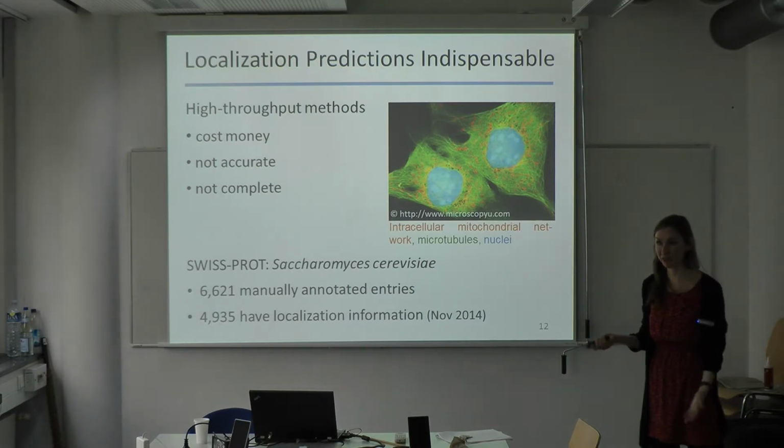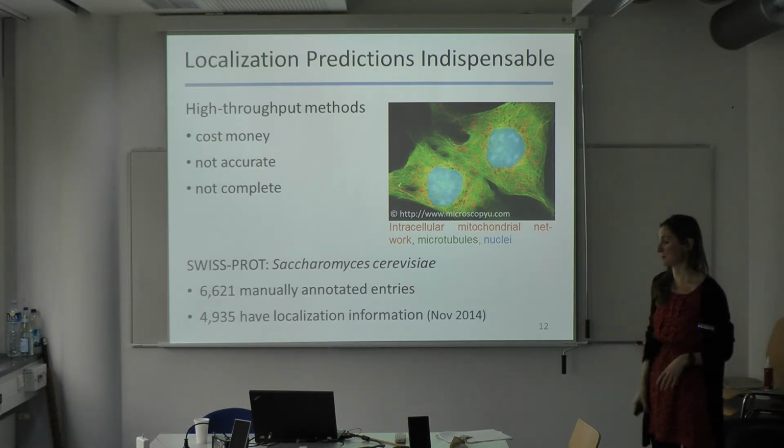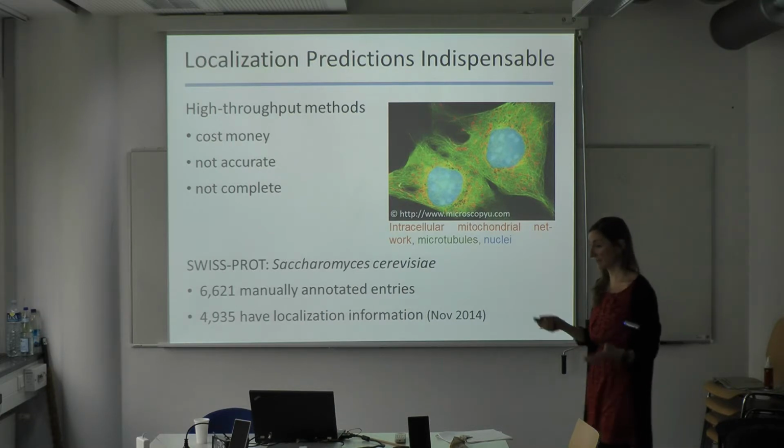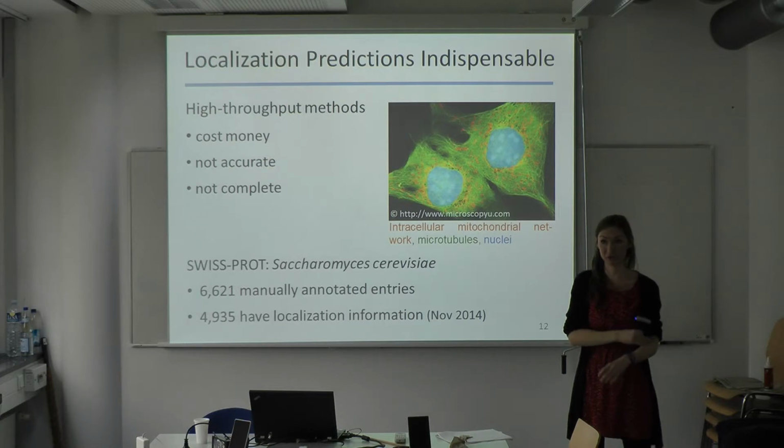And so you can imagine that for other organisms, take, I don't know, well, whatever is out there, a bear, a tiger, a cat, a dog, this percentage will be much lower. And so it's obvious that we do need computational methods that predict this localization for us.